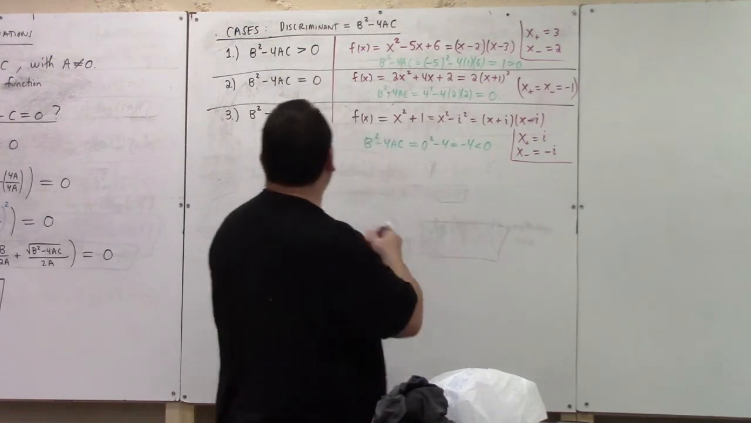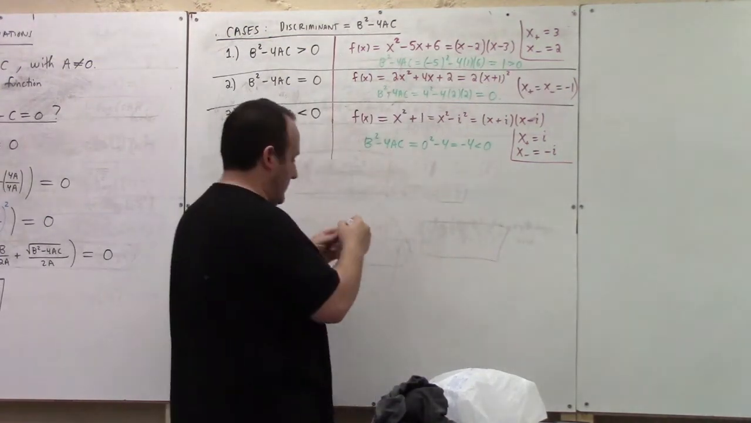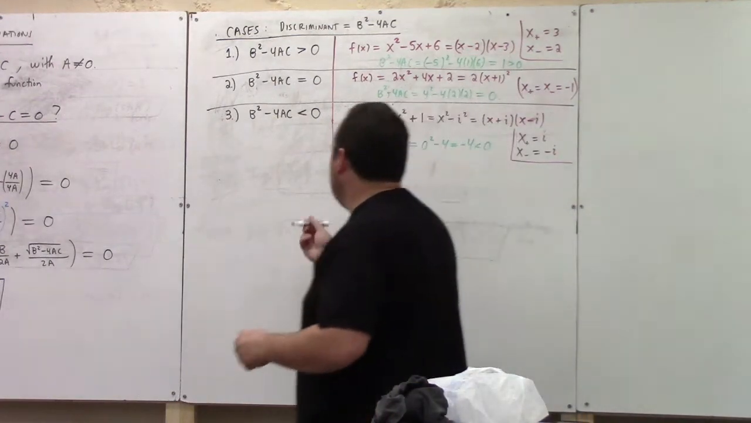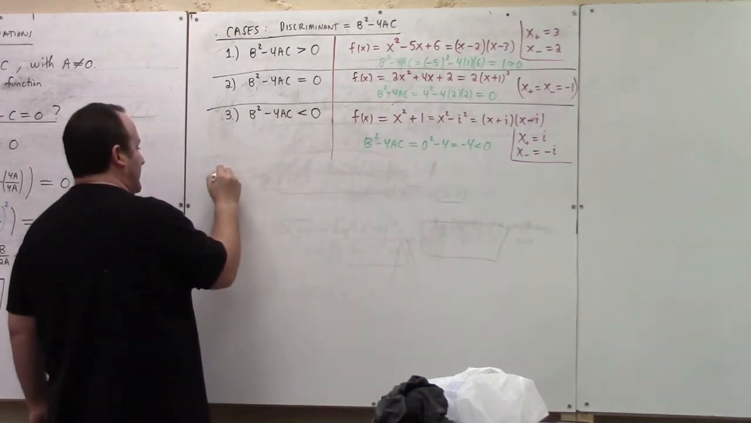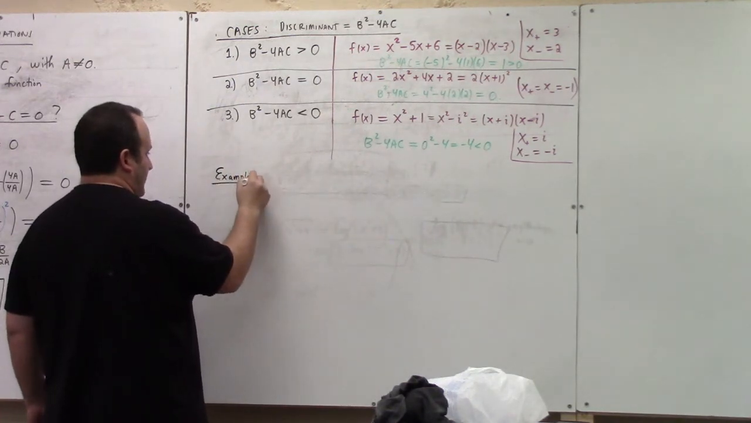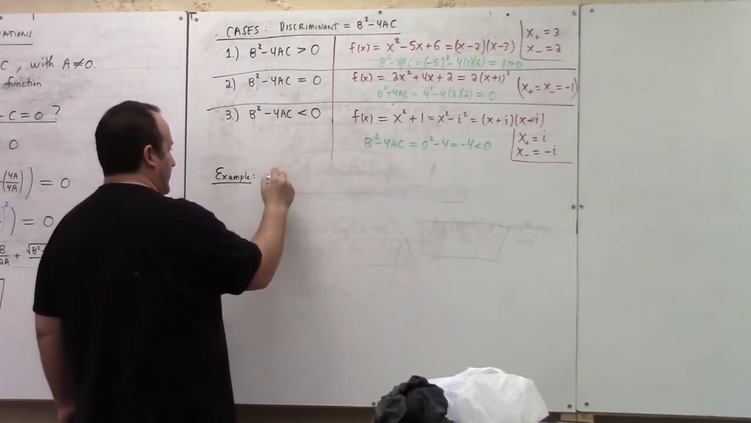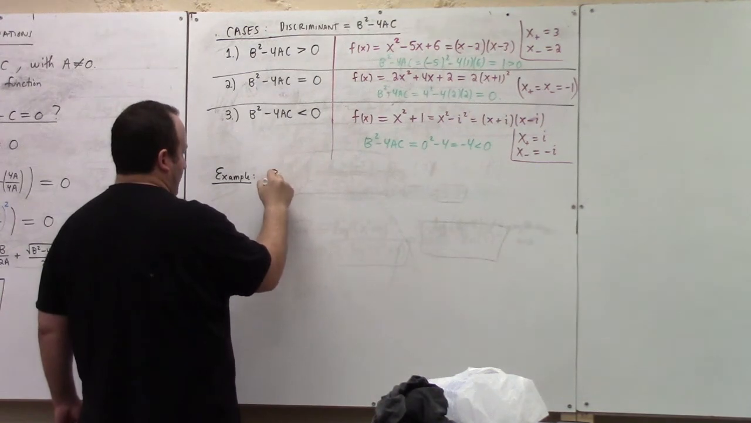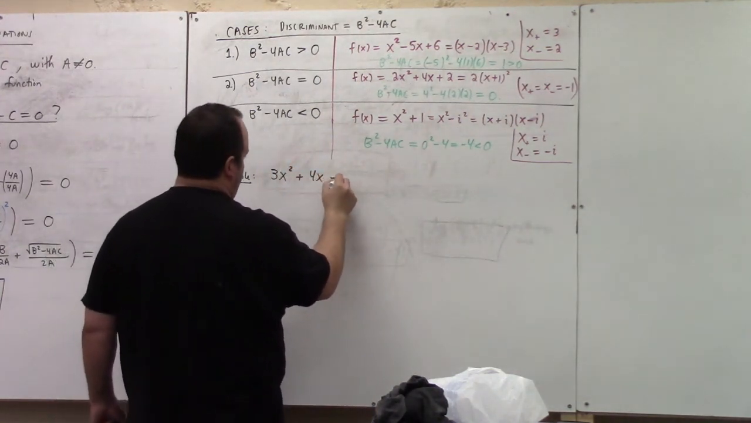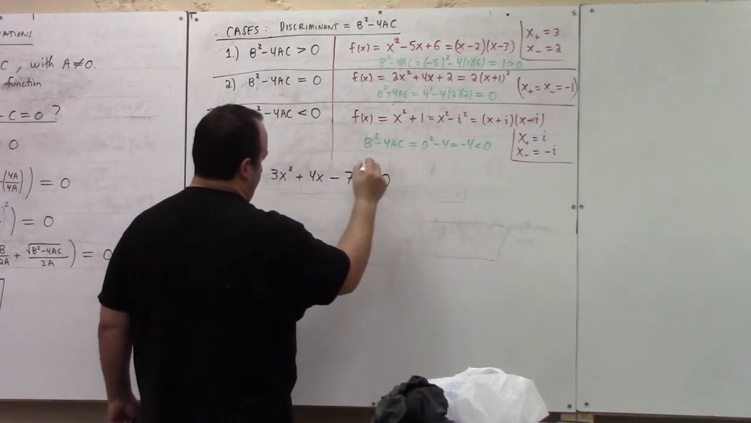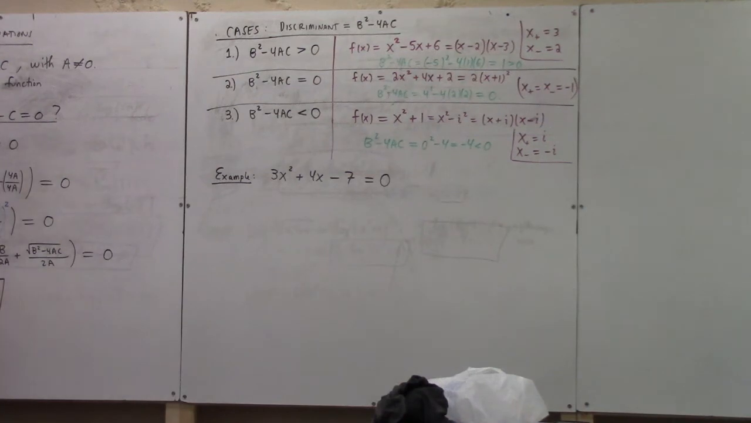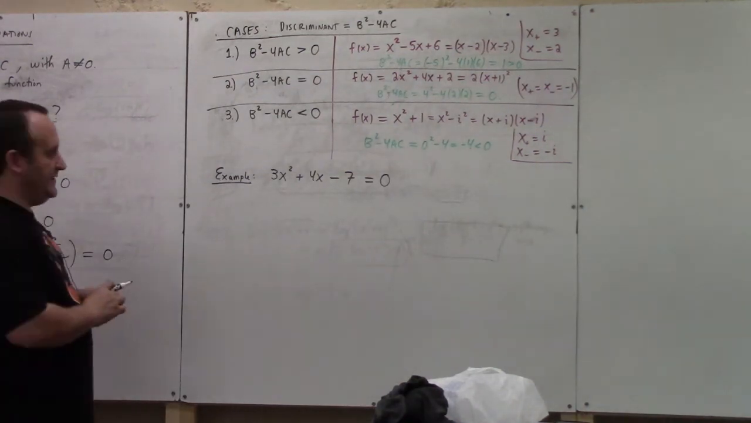Let me do one more example here, and then I'll turn the page to the next thing. Suppose we want to solve 3x squared plus 4x minus 7 equal to 0. So what I would do here is I would factor the 3 out.